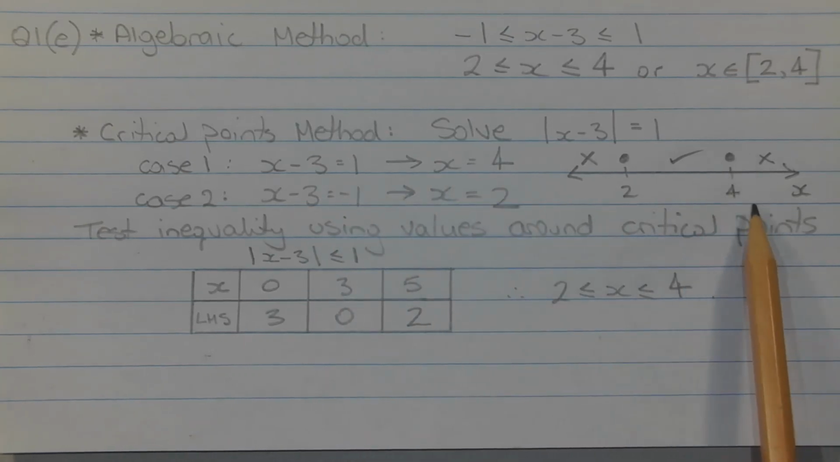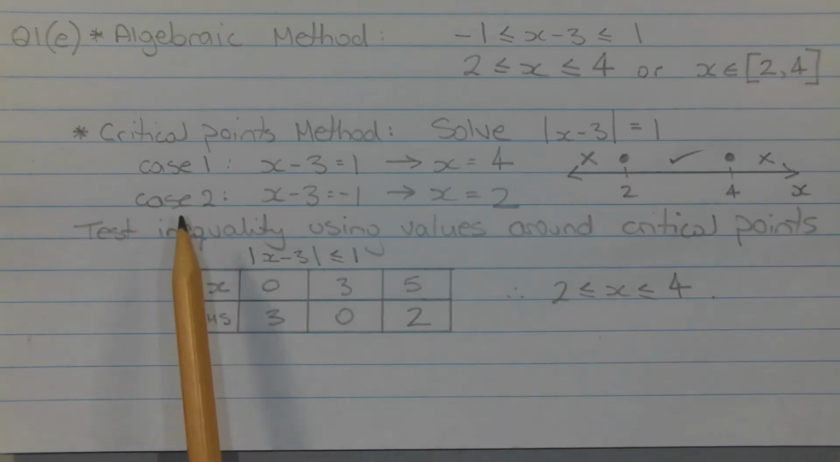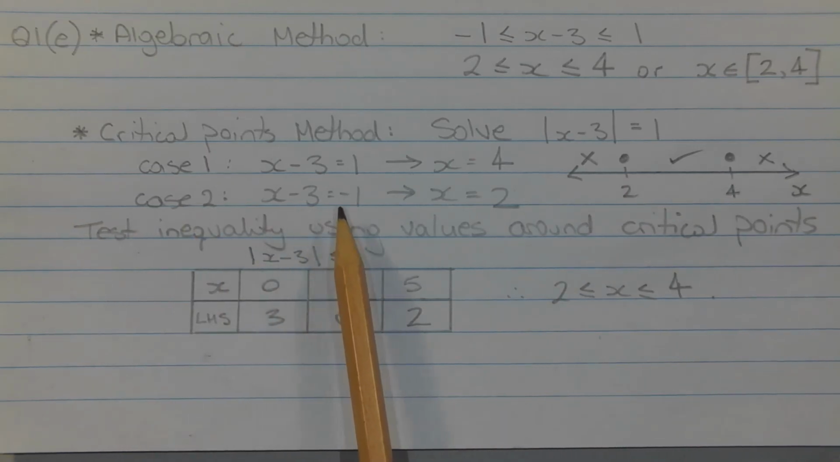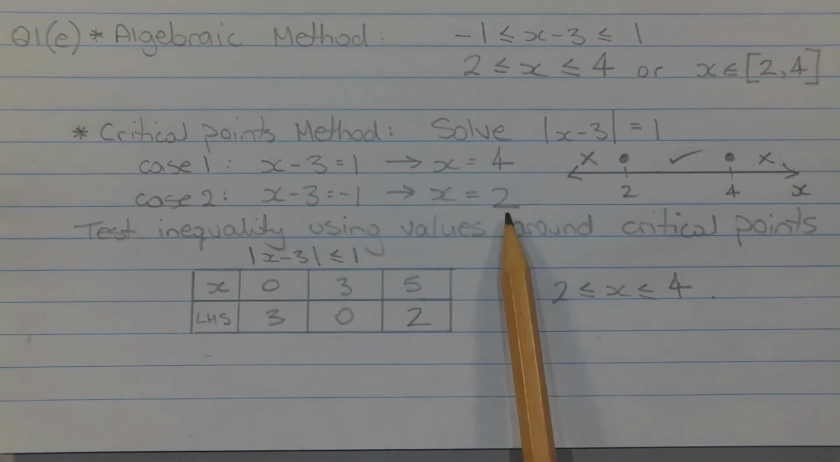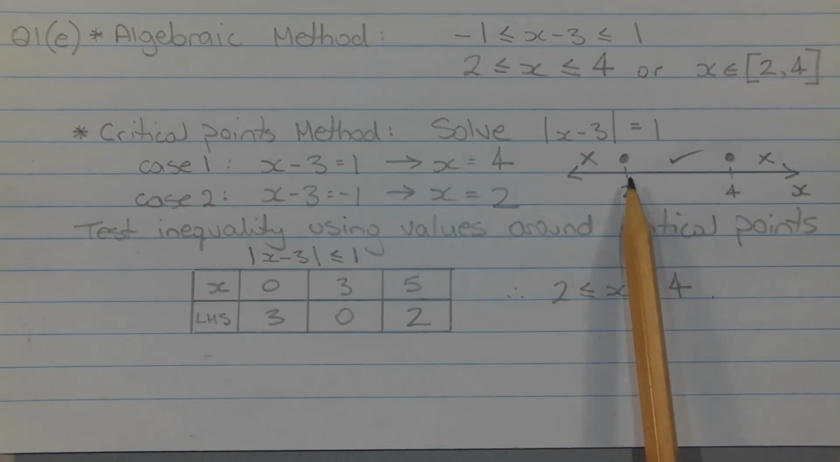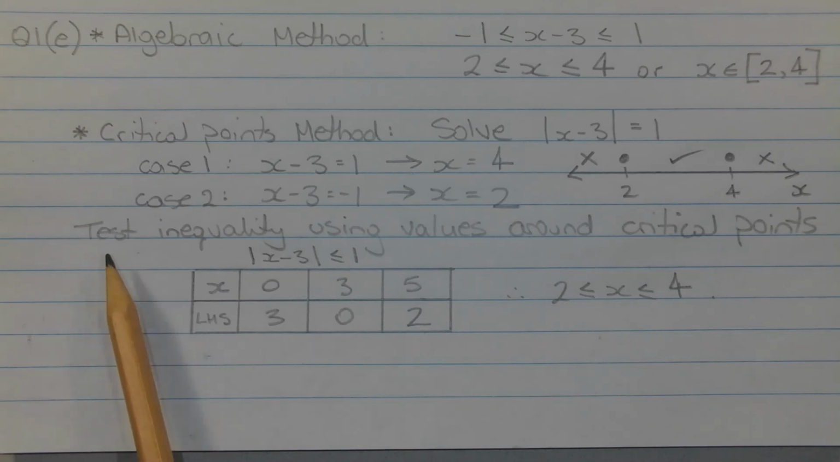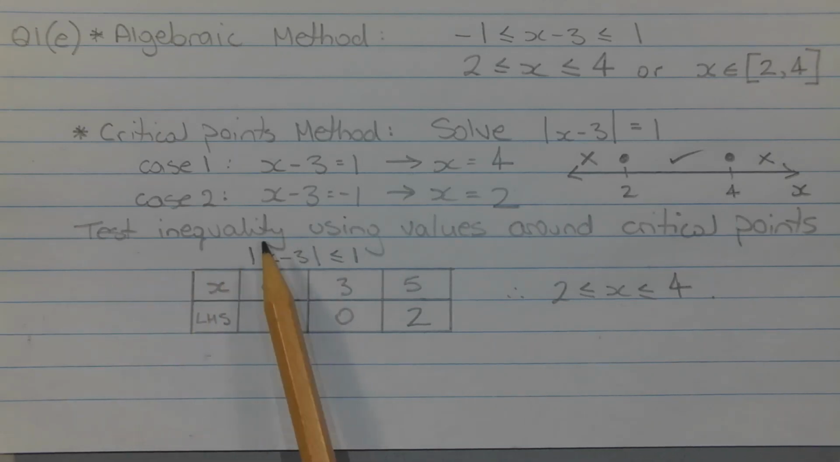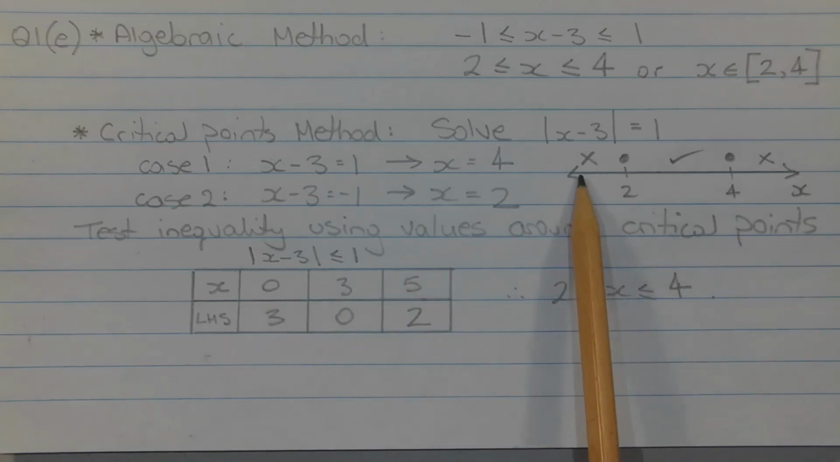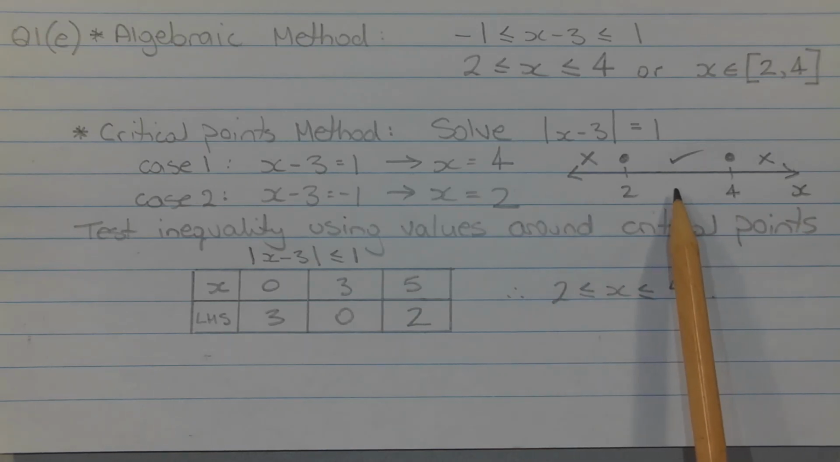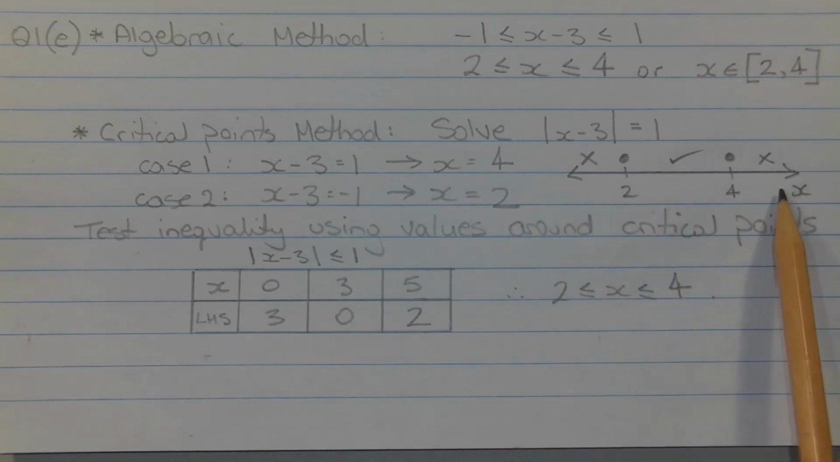And that's our first critical point, which I've shown on this number line here. For case 2, we have x minus 3 is equal to negative 1. Adding 3 to both sides of this equation, we get x is equal to 2. And that's our second critical point, and I've shown that on the number line as well. The next step is to test the inequality, whether it's true or false, using values around the critical points. The values that I've chosen are 0, 3, and 5. 0 will be around here, 3 is here between the 2 and the 4, and 5 is up here somewhere.